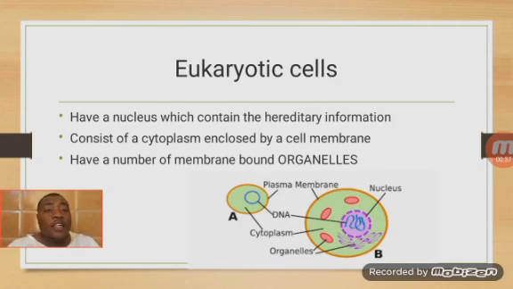Eukaryotic cells have a nucleus which contains the hereditary information. By hereditary we mean the genetic information, which consists of the RNA or the DNA. Eukaryotic cells also consist of a cytoplasm which is enclosed by a cell membrane, and they have a number of membrane-bound organelles. As I said earlier, organelles are structures which are found inside the cell.